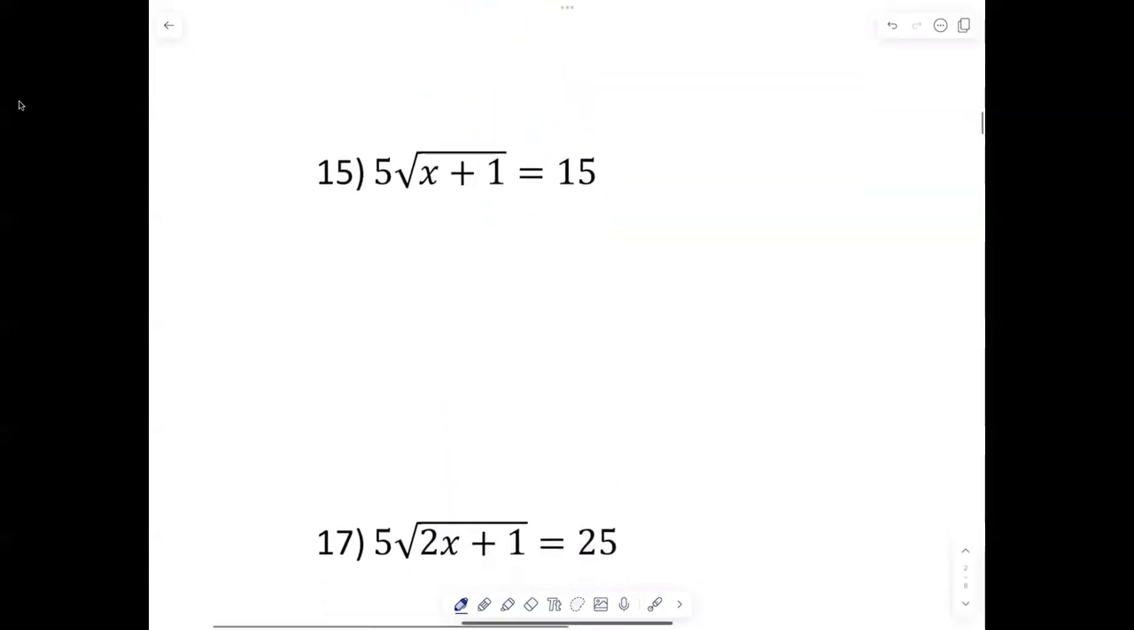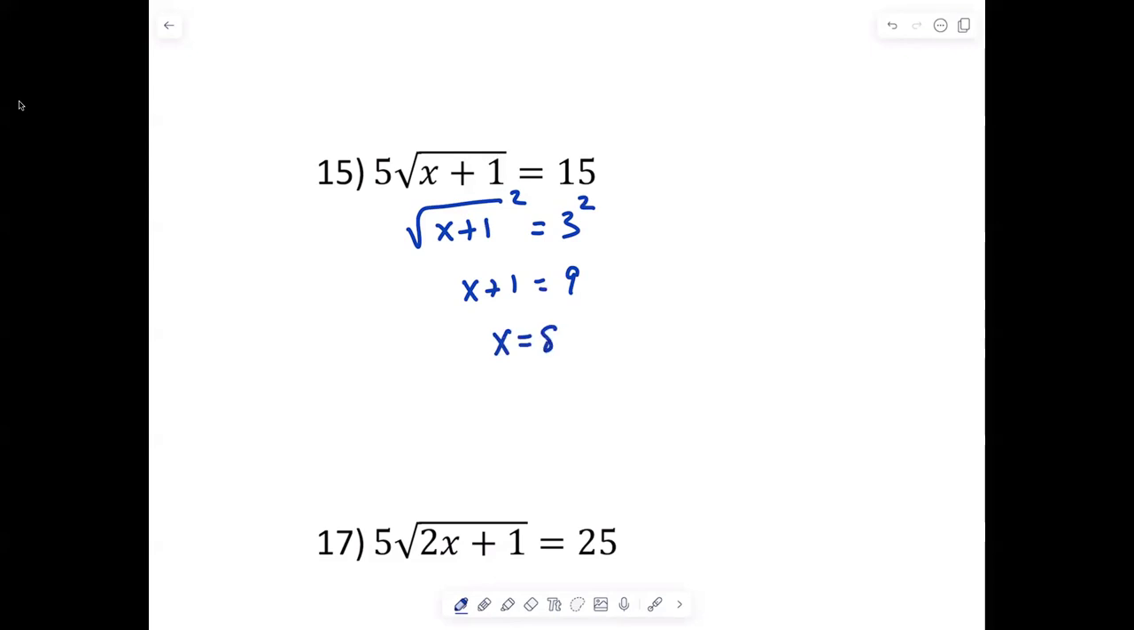15, what do I need to do first? Get rid of the 5. Divide by 5. You isolate the radical. We divide by 5. So everybody should be able to say the square root of X plus 1 equals 3. Now, how do I undo a square root? Square both sides. So X plus 1 equals how much? 9. And so X equals 8.